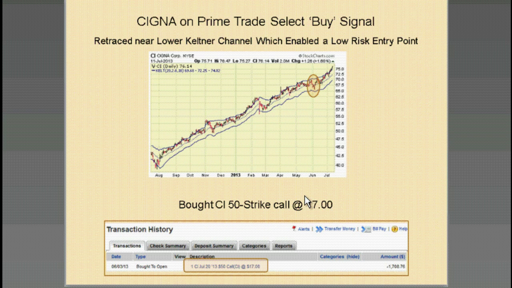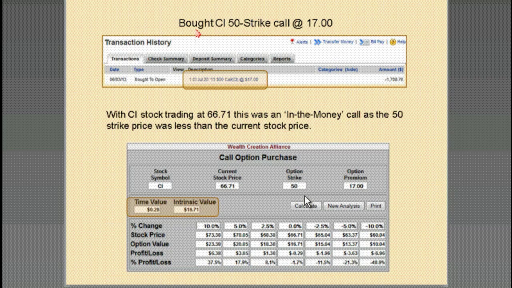And what I'm going to show you now are these trades that I have on right now. When the Cigna stock retraced near that lower Keltner channel, I bought the 50 strike call at 17. And I did a call option purchase calculation on this trade that I actually took. These are my brokerage statement confirmations here, and you can see on June 3rd I bought the Cigna July 50 strike call at 17 points. So this is my actual trade right here, my actual entry.